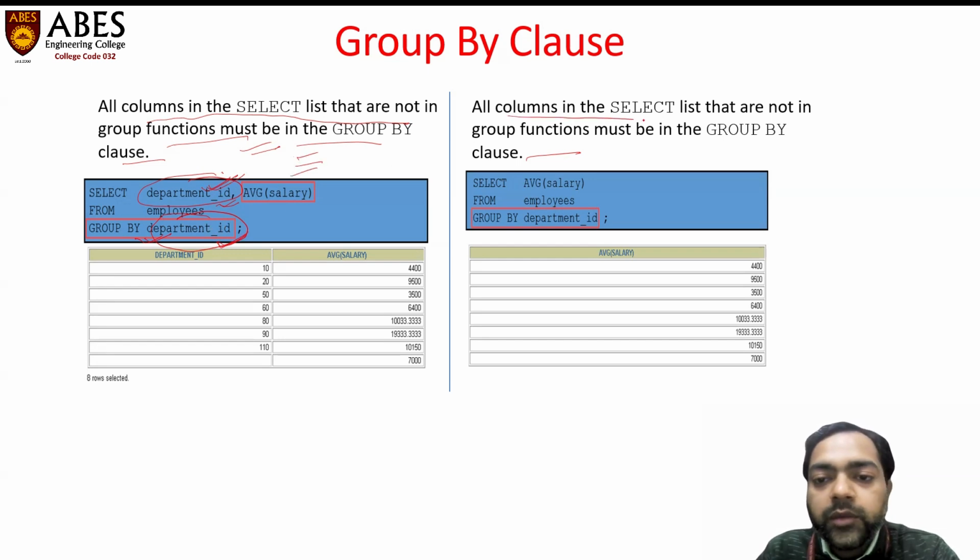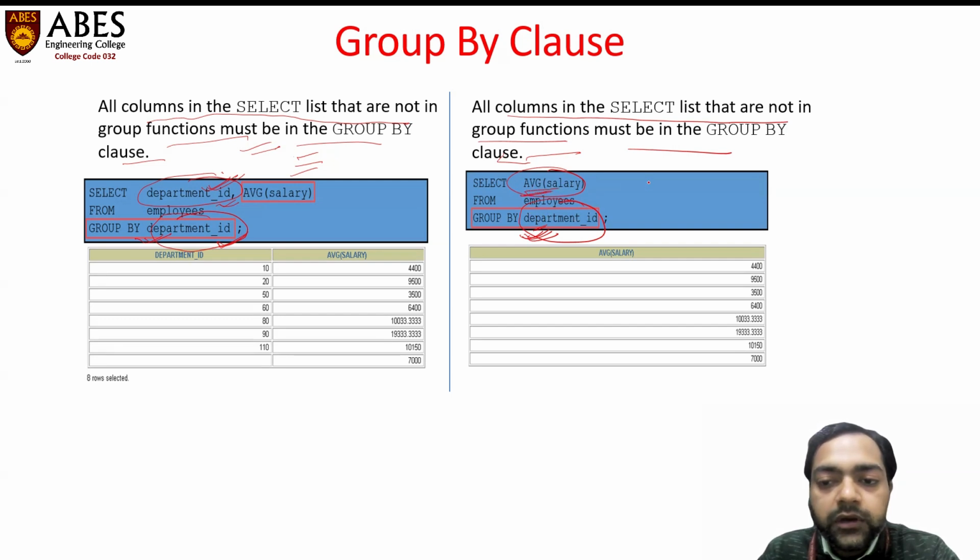Second, all columns in the select list that are not in a group function must be in the group by clause. So we have understood that here we have grouped based on department ID, and here we have only average salary. So we need to identify the attribute based on which we are performing the group by clause, right? Only that particular attribute can be added in the select list in conjunction with the group function.